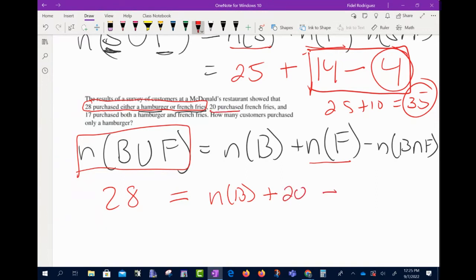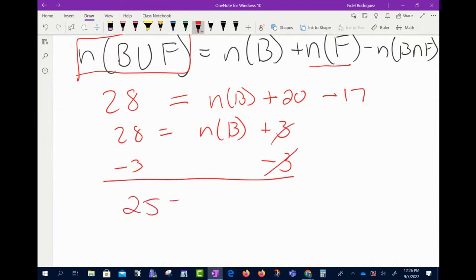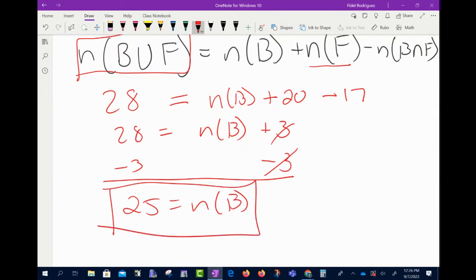20. That's 20 right here. Minus, do we know how many people bought both? 17. Okay. So look, y'all, I'm going to say that's 28. This is the number of people who bought a burger. Anybody know what's 20 minus 17? 3. Okay. So y'all, if I'm trying to find the number of people who only bought a burger, I'm just going to subtract 3 on both sides. Okay. And 28 minus 3 is 25. And that's how many people bought a burger.